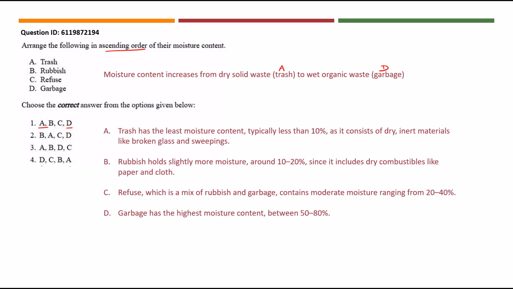Trash has the least moisture content, typically less than 10%, as it consists of dry inert materials like broken glass and sweepings. The daily dust, we can say. Rubbish holds slightly more moisture, around 10 to 20%, since it includes dry combustibles like paper and cloth. What about refuse? This is a mix of rubbish and garbage. B and D contain moderate moisture ranging from 20 to 40%. Garbage has the highest moisture content between 50 to 80%.